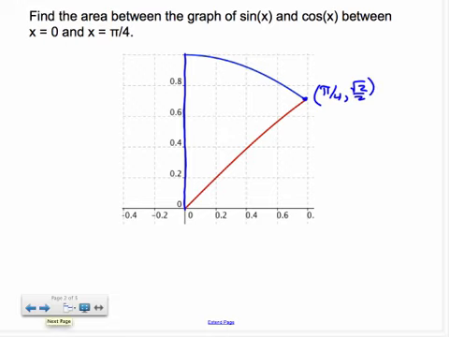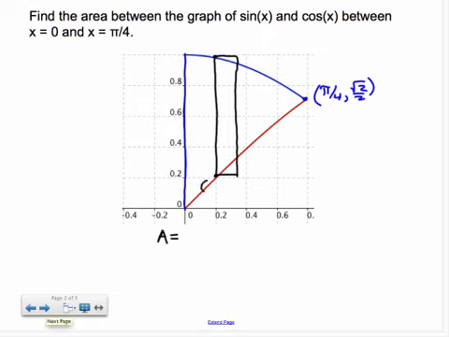I want to draw a representative rectangle in this region. So I'm going to put a generic point on both curves and connect them. That'll be the height of my rectangle, and then I'm just going to draw an arbitrary width. And now my question here would be, okay, what is the area of this rectangle? And that's going to be representative of every rectangle in the region.